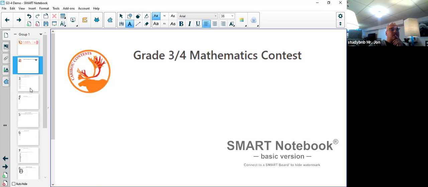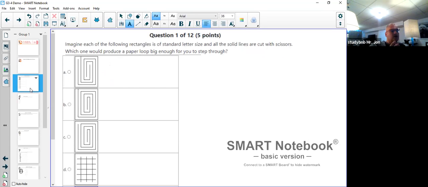Some of you may have done the kangaroo contest, the practice for kangaroo with me. I don't know, maybe not. But the kangaroo contest is slightly different, and that's written in April. But they will likely have classes for that as well, in case you're interested in those later. So here's a sample question from the Caribou contest for grades, this is grade 3 and 4, I think.